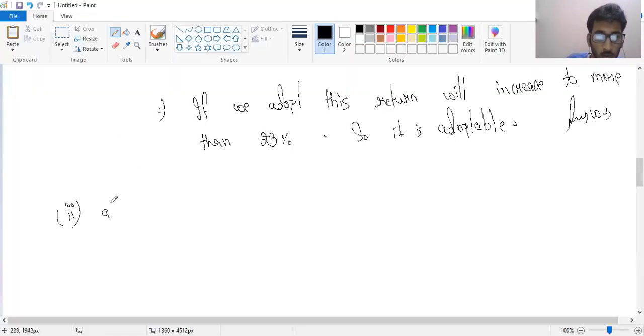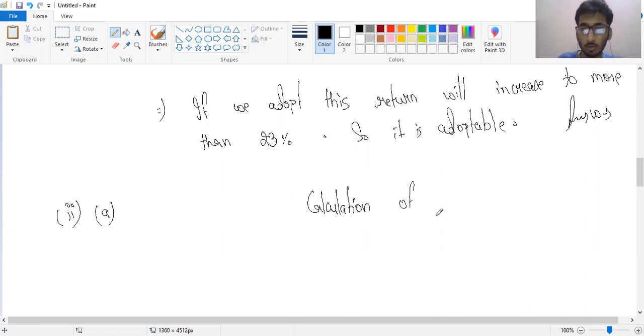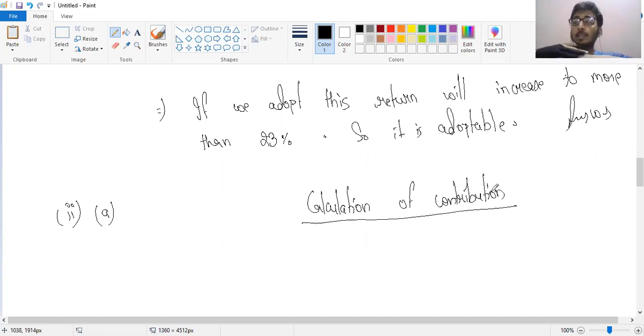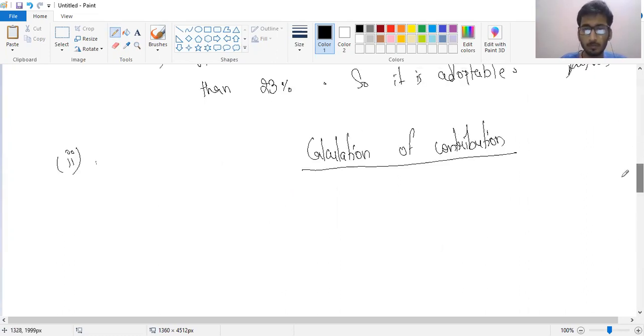Point number two, A. So calculation of profit, or I would say calculation of contribution, since nothing about the fixed cost is given. Firstly, I need to calculate contribution, because the question is asking we need to maintain the same level of contribution. So firstly, we need to find out what the contribution is. Then only we can see that next year we'll continue with the same level of contribution. So rather than writing A, firstly we are solving two.